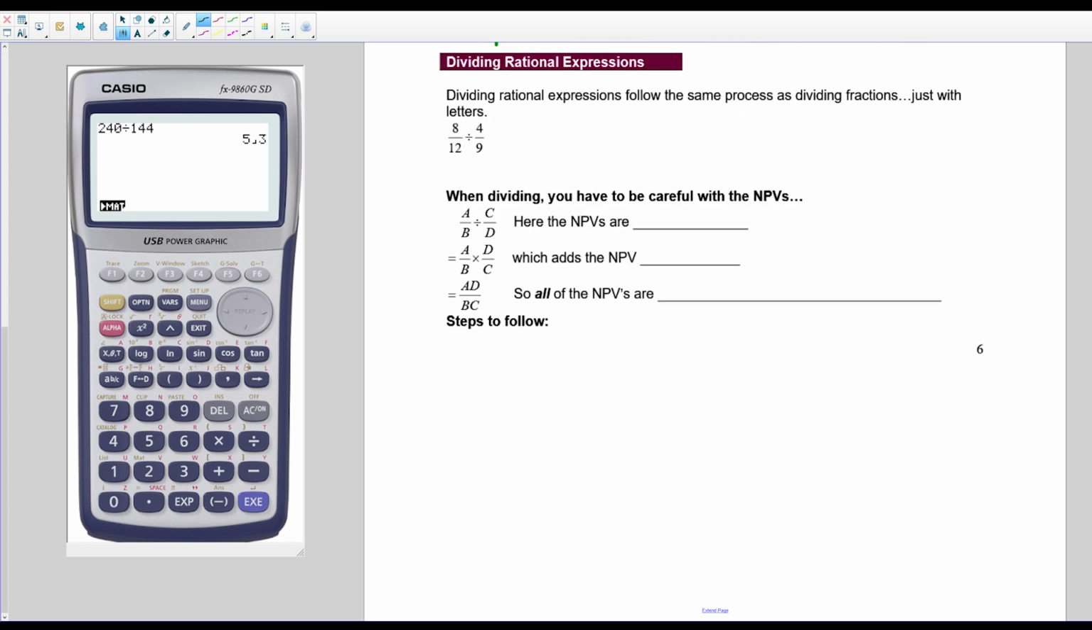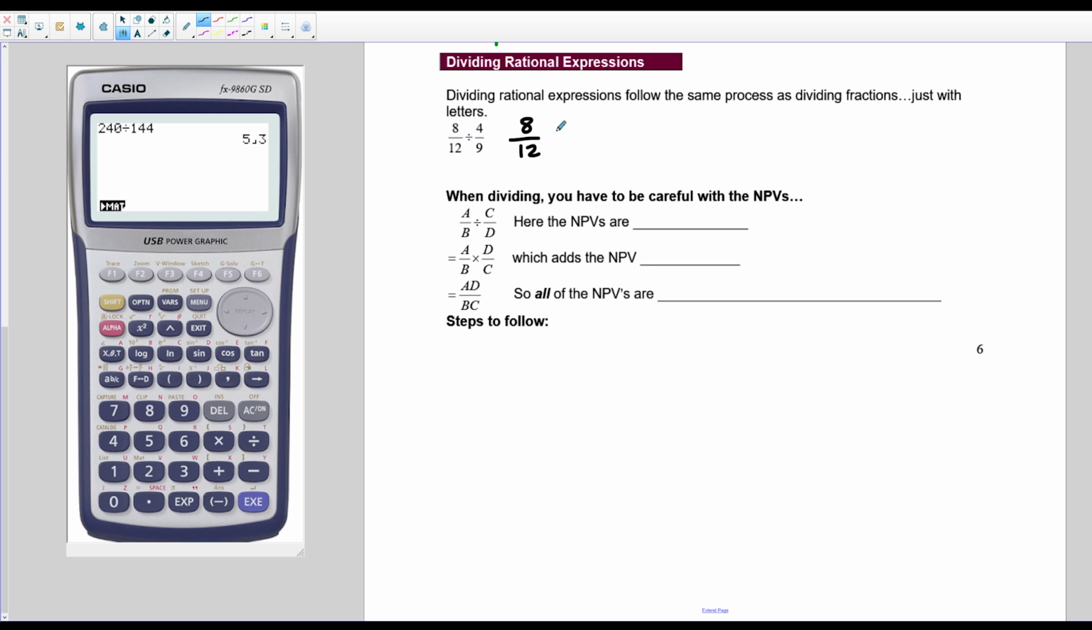Now, when it comes to dividing rational expressions, we're going to follow the exact same process as we do when we're dividing fractions. So just to recap here, if we have 8 over 12 divided by 4 over 9, we're going to keep that 8 over 12 exactly the same. You guys might have heard of the process as keep, change, flip.